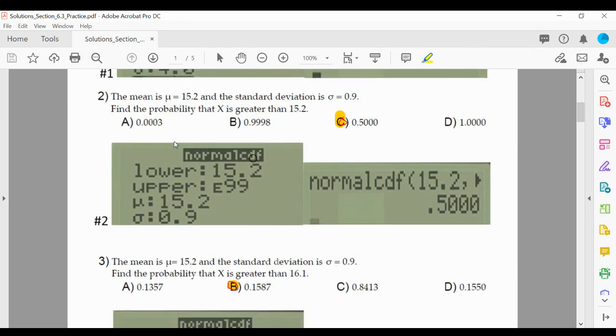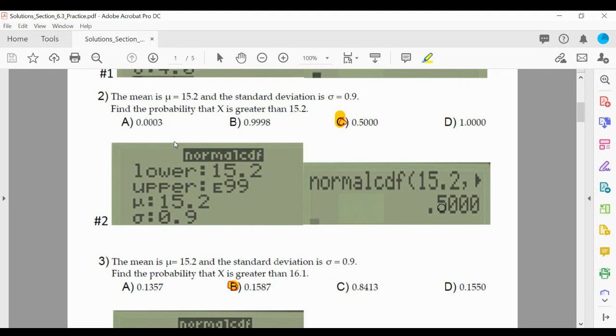Number two, mean is 15.2. Standard deviation 0.9. It's just plain as day. Now, what do we ask? We're asked for the probability that your X value is greater than 15.2. Well, greater means you're getting larger, going all the way out to positive infinity. So your lower limit is 15.2, and you're going all the way to E99, positive infinity.